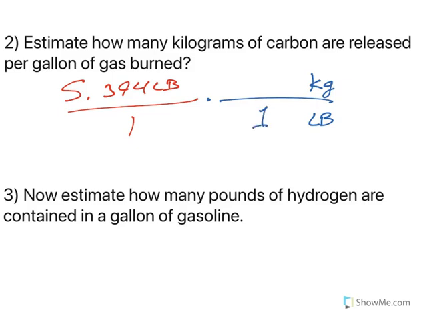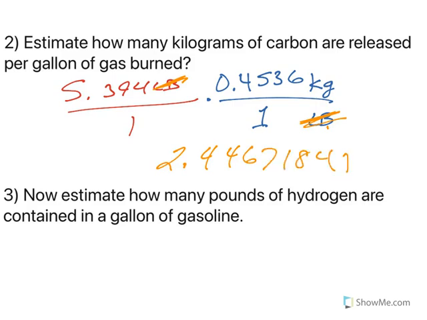So I know that 1 pound is roughly 0.5436 kilograms. That makes my pounds go away. I multiply straight across, and I have roughly 2.446784 kilograms.